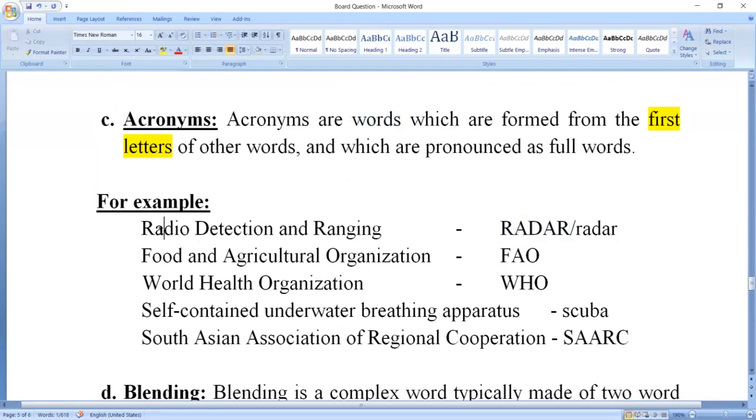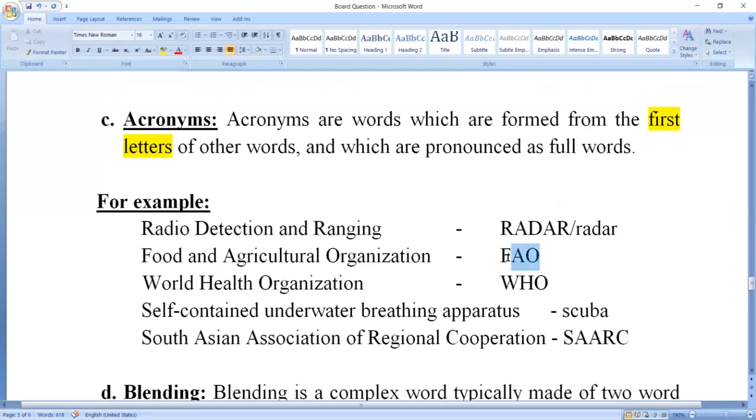That is radio detection and ranging. Here the name has become RADAR, and we are not pronouncing each letter, rather we say radar. So it has become a new word with a new pronunciation. In the same way, Food and Agriculture Organization, we have used the initial letters of each word, and it has become a new word with the pronunciation FAO. So we are not pronouncing each letter, rather we say FAO.